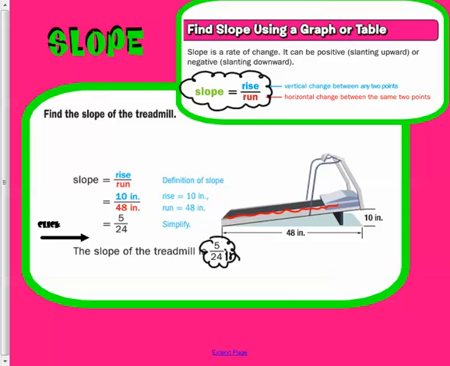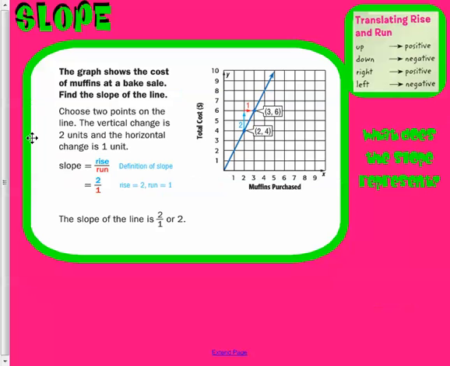Let's look at another one. The graph shows the cost of muffins at a bake sale. Find the slope of the line. So if you choose 2 points on this line, for example, this point, and you count its rise, which is rising 2, and it's running 1, then the slope is 2 over 1.